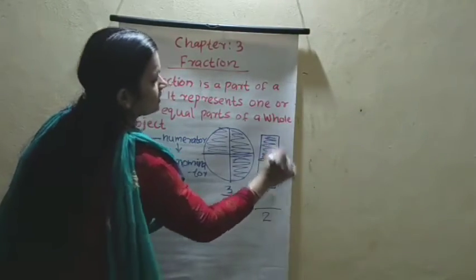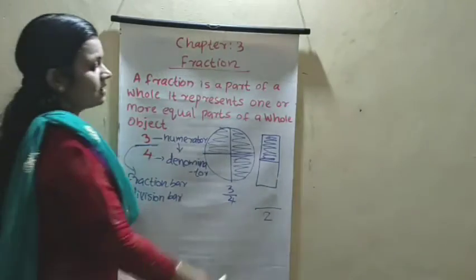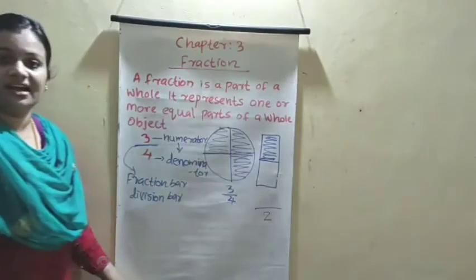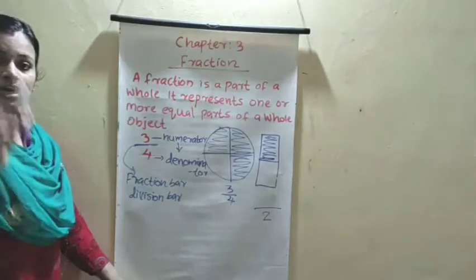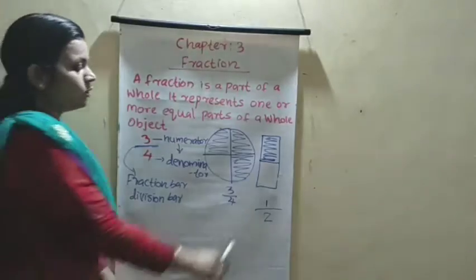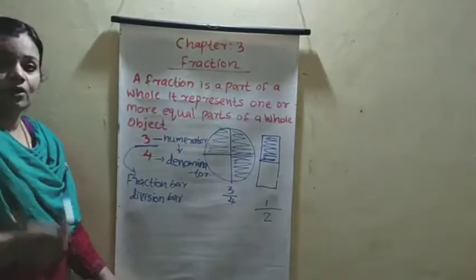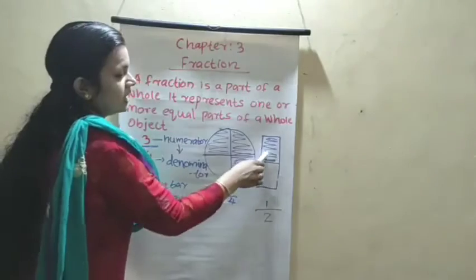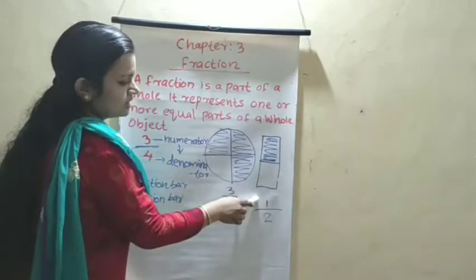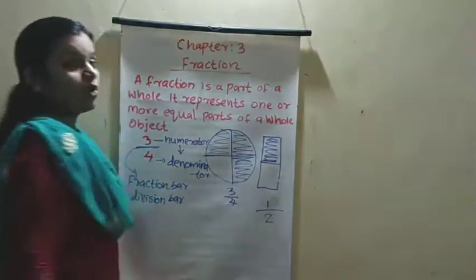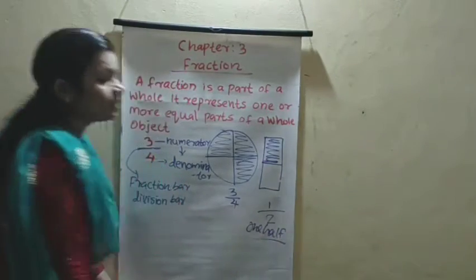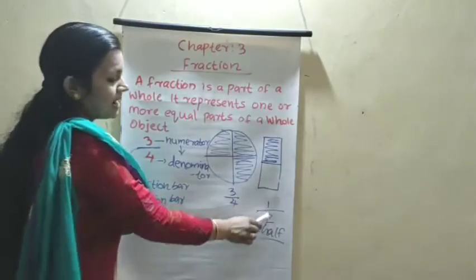Then I color this. Okay. How many total parts have we already written here? 2. Then how many parts are colored here? Only 1 part. So we can write 1 by 2. What is the numerator? 1 is the numerator, because we colored only 1 part. So how do we write this figure's fraction? 1 by 2. How do we read this? 1 half. Half. 1 by 2.